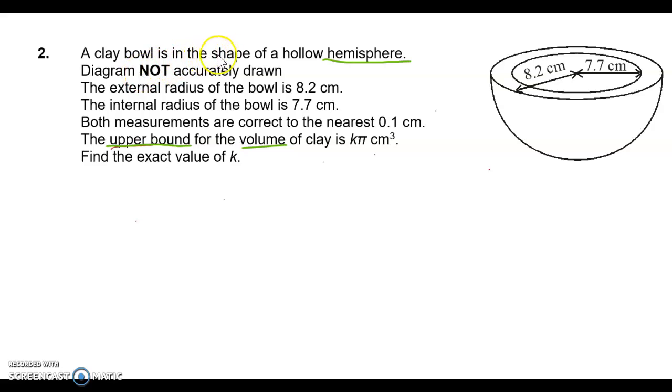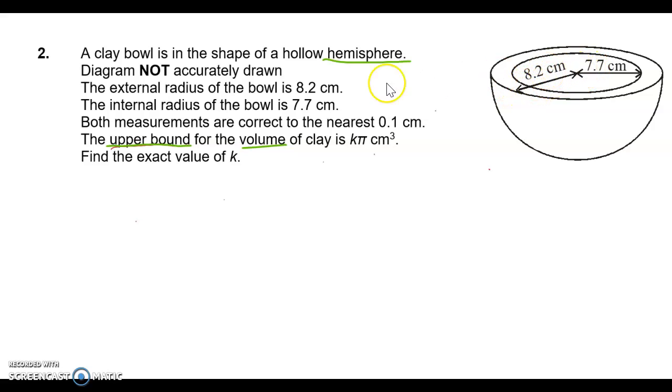A clay bowl is in the shape of a hollow hemisphere. That means that this bit in the middle has been scooped out. They tell you the radius of this scooped out bit so that you can work out the volume of it. And similarly, they tell you the radius as if it wasn't scooped out, which is from the middle to the edge, which is 8.2.